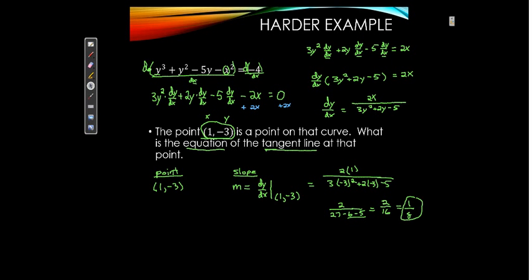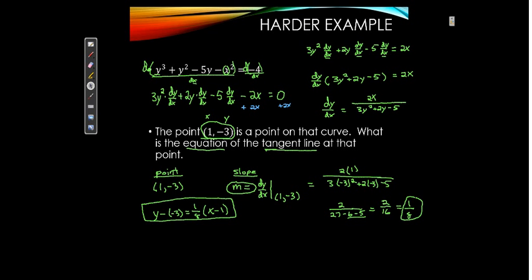So we just found our slope is 1/8. Now we can make the equation. Y minus the value of y, which is negative 3, equals the slope of 1/8 times x minus 1. That is perfectly fine. You do not need to simplify that for the purposes of the AP test, so we may as well leave it there. That is the equation of the tangent line.